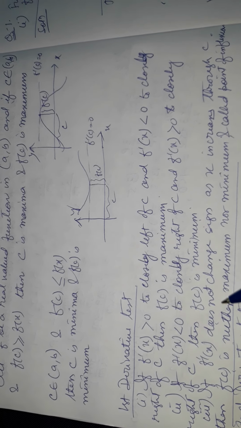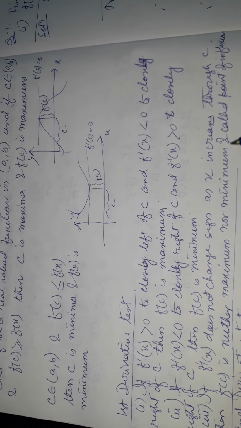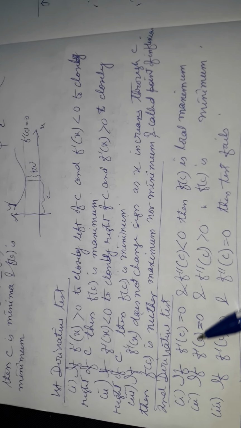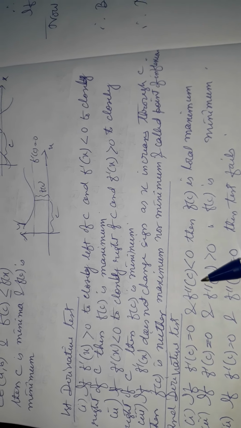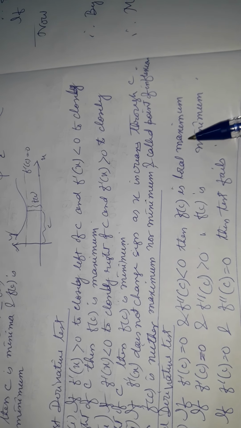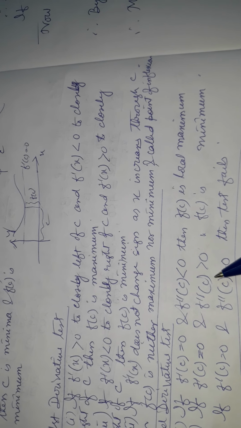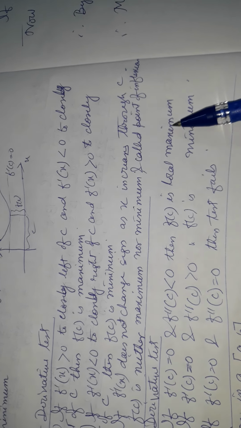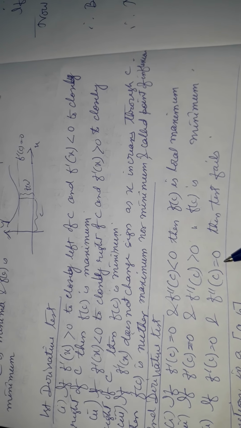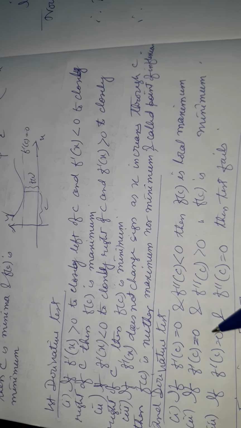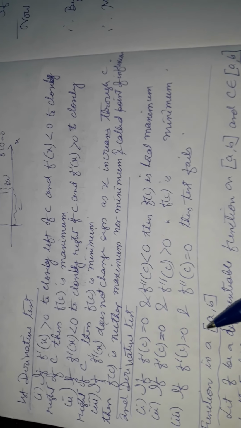If f'(x) does not change its sign, then it is neither maximum nor minimum, and c is called a point of inflection. Now the second derivative test: if f'(c) is 0 and the double derivative is negative, then maximum; if positive, then minimum. Positive minimum, negative maximum. If the double derivative is 0, then the test fails.